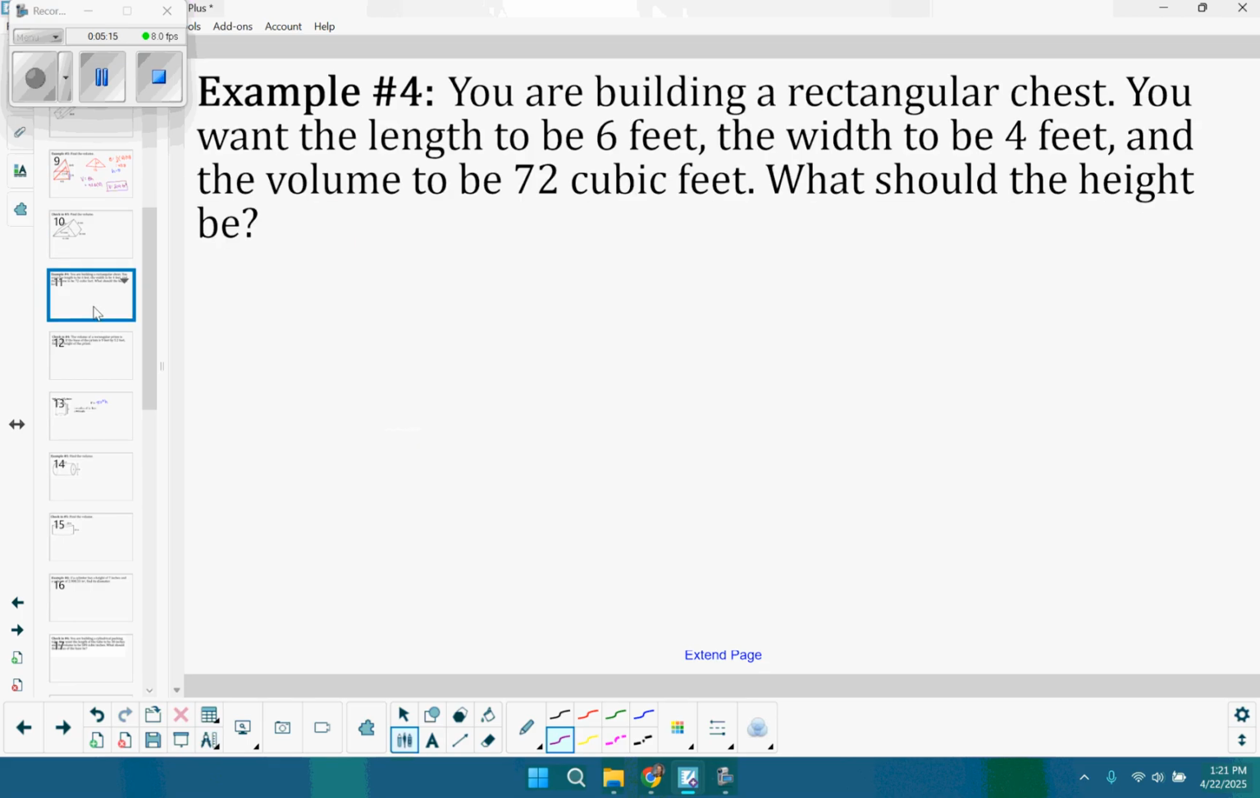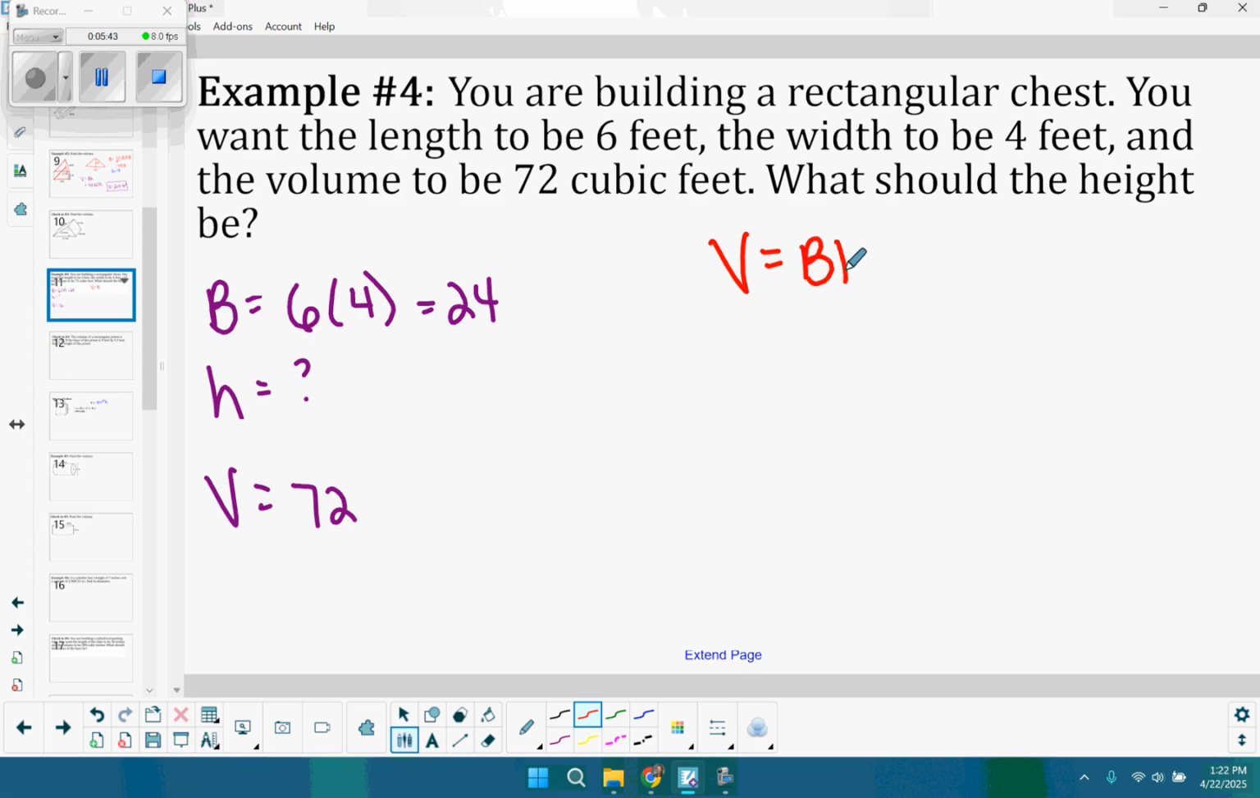In example 4, you're building a rectangular chest. You want the length to be 6 feet, the width to be 4 feet, and the volume to be 72 cubic feet. What should the height be? So right now we have a rectangle that's 6 by 4. So the area of the base is 6 times 4, or 24. The height is unknown, but the volume is 72. If I take V equals B times H, then 72 equals 24 times H. And if I divide both sides by 24, I get that H should be 3 feet.